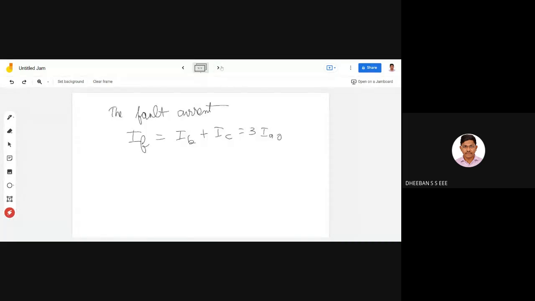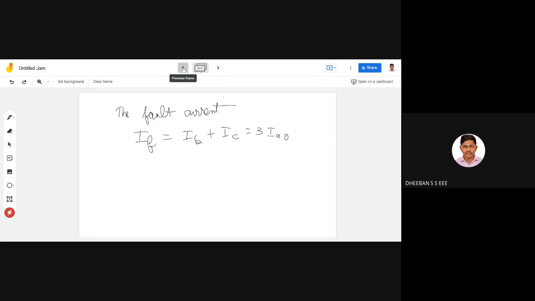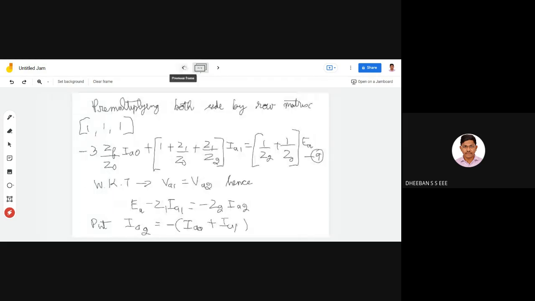From this, you can arrive at the fault current IF. So IF is nothing but the sum of IB plus IC, which we have already seen. That is equal to 3 times your IA naught. Okay. So this is what we have with respect to the double line to ground fault.